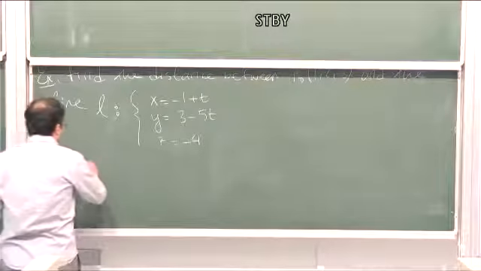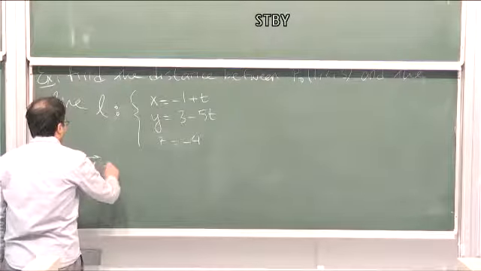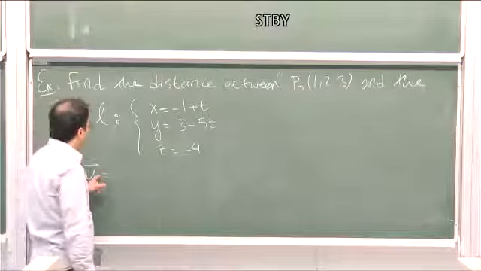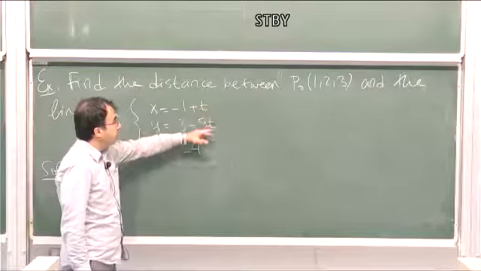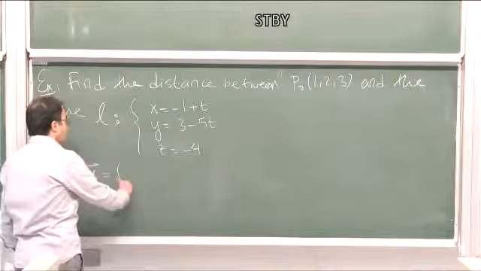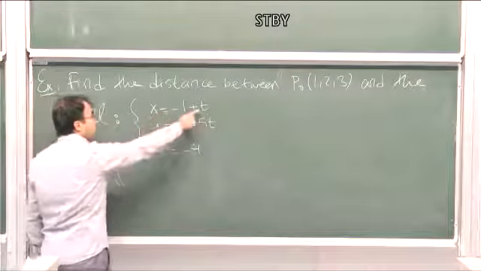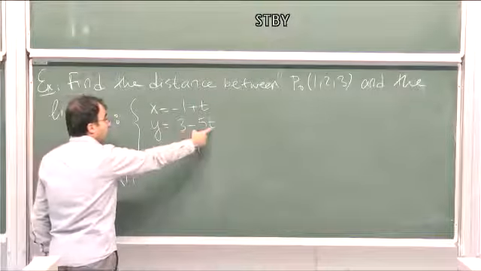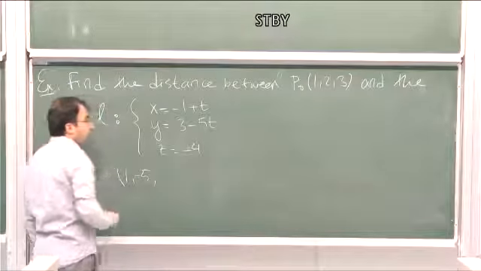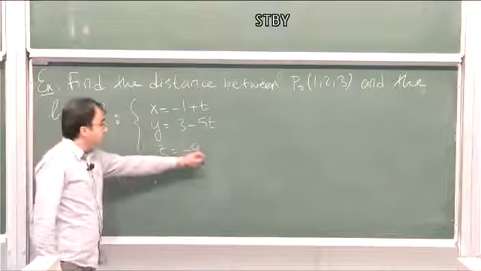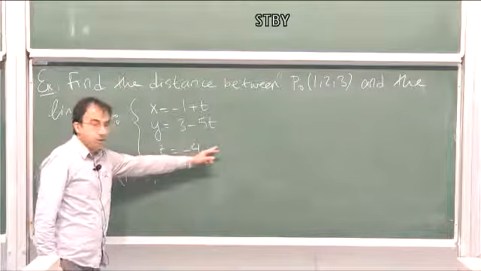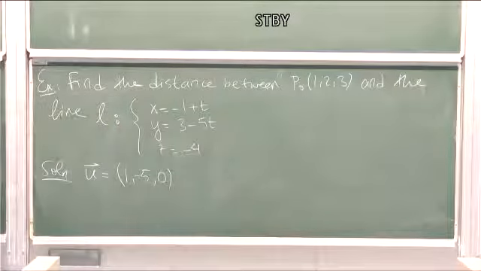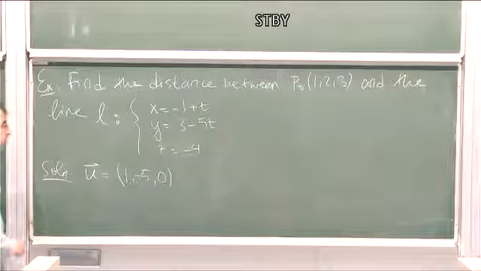So let's write u first. What is u? Remember, these are the coordinates of this. We find it just looking at the numbers in front of this parameter. So what is in x, what is the coefficient of t? It is 1 times t. In y, what is the coefficient of t? It is -5. Okay, in z, what is the number in front of t? It must be 0, because t doesn't show.